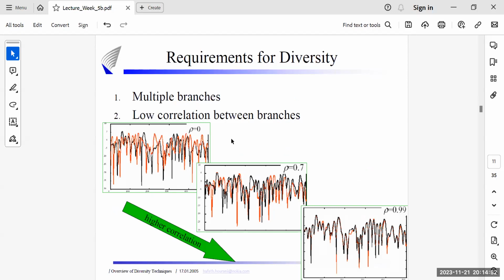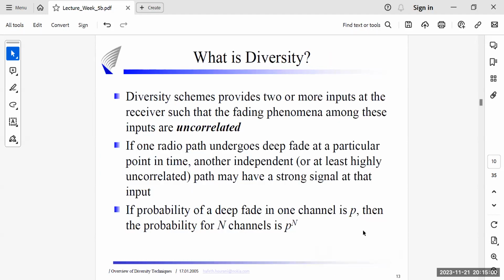So what are the requirements of diversity? First thing, multiple branches. Number two, low correlation between branches. You need to have low correlation. If you have correlation between the branches, then if one branch goes into the fade, the other branch can also go into the fade, if the two branches are related to each other. So you need independence to such an extent that they are uncorrelated to the maximum extent.